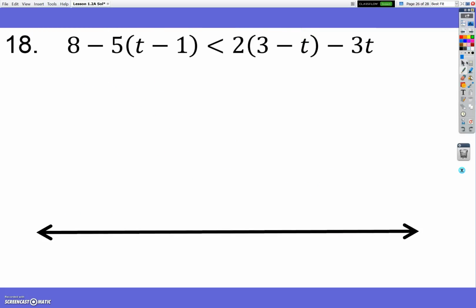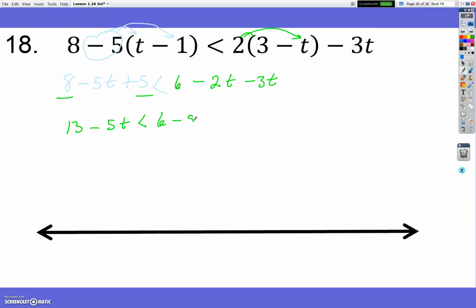So what we're going to do first is solve it by distributing this negative 5 to both terms. So this would give me 8 minus 5t plus 5 is less than, and we're going to do the same over here. We're going to distribute the 2 here to get 6 minus 2t minus 3t. And we're going to look if we can combine any like terms, which I can. This will give me 13 minus 5t is less than 6 minus 5t.